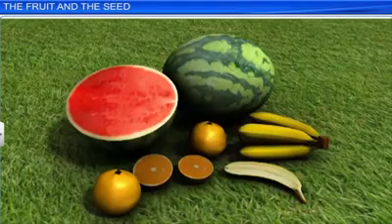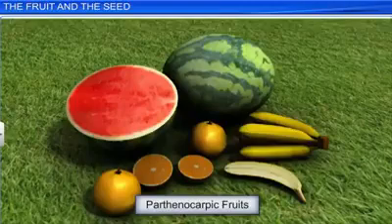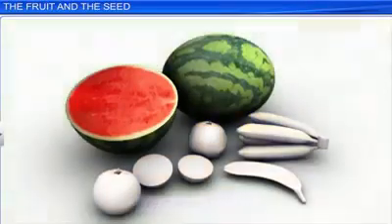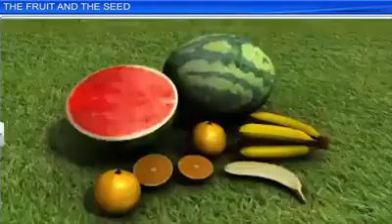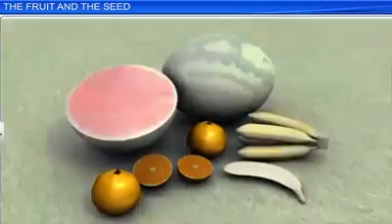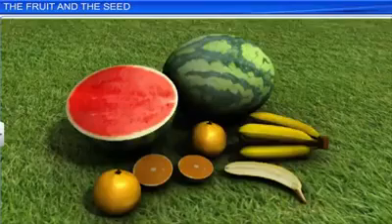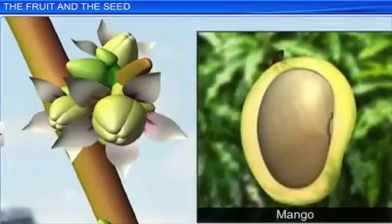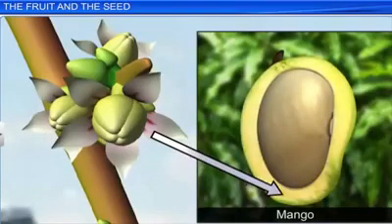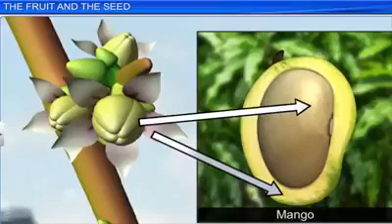Such fruits are called parthenocarpic fruits, such as seedless watermelon, banana, and orange. Parthenocarpy can be a natural process or may be artificially induced. Once fertilization takes place in a flower, the ovary ripens to form the fruit and the ovules form the seeds.